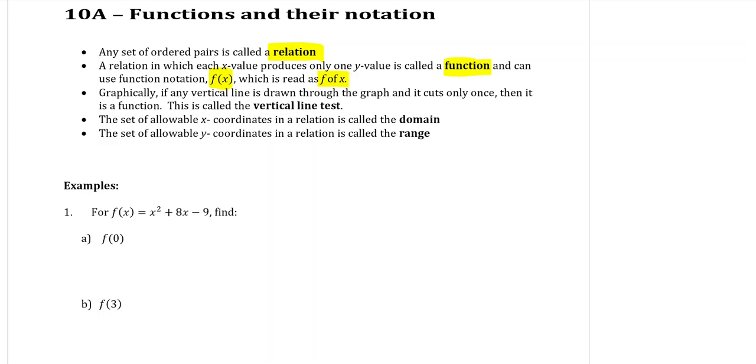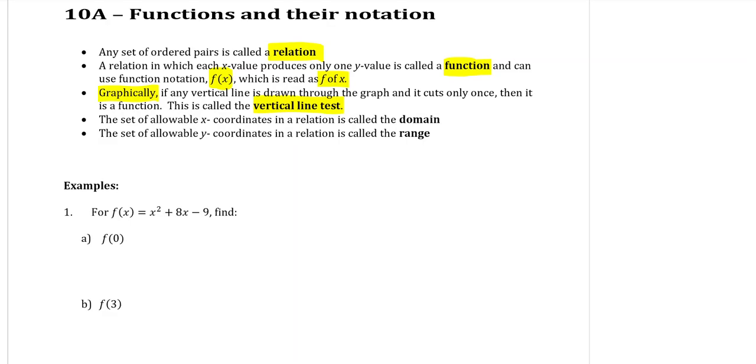So in summary, anything that we can graph, anything at all, can be called a relation. But more specifically, there are certain types of things that are functions, which for every x value, there is only one y value. To know graphically if something is a function, it will pass the vertical line test. And that is, if you can draw a vertical line anywhere through that graph and it will only cut it once, then the graph is a function. And we'll be practicing that in a minute.